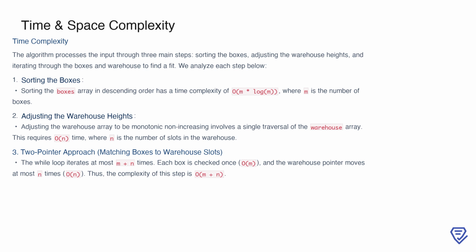Finally, we use a two-pointer approach to match the boxes to the warehouse slots. In this step, we iterate through the boxes in the warehouse, and the total number of iterations is at most m plus n. Each box is processed once, contributing m, and the warehouse pointer moves at most n times, contributing n. So, the time complexity for this step is m plus n.